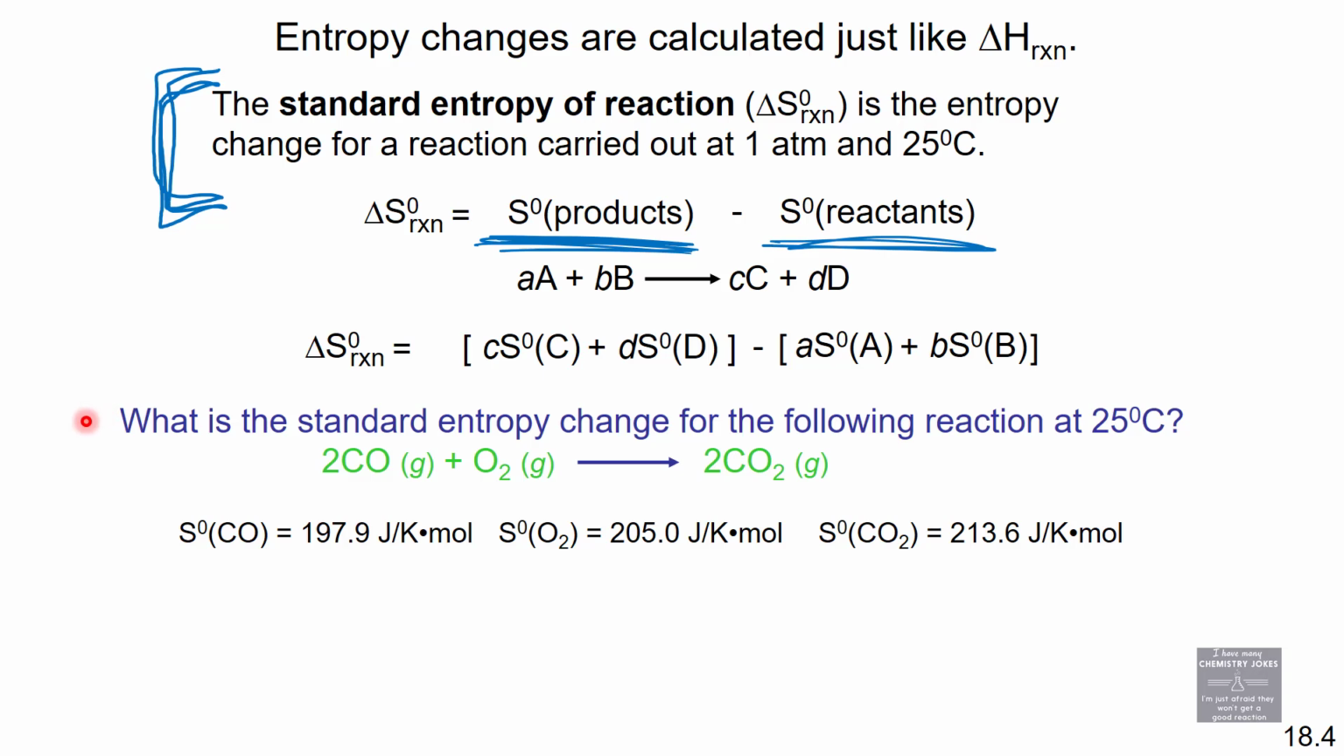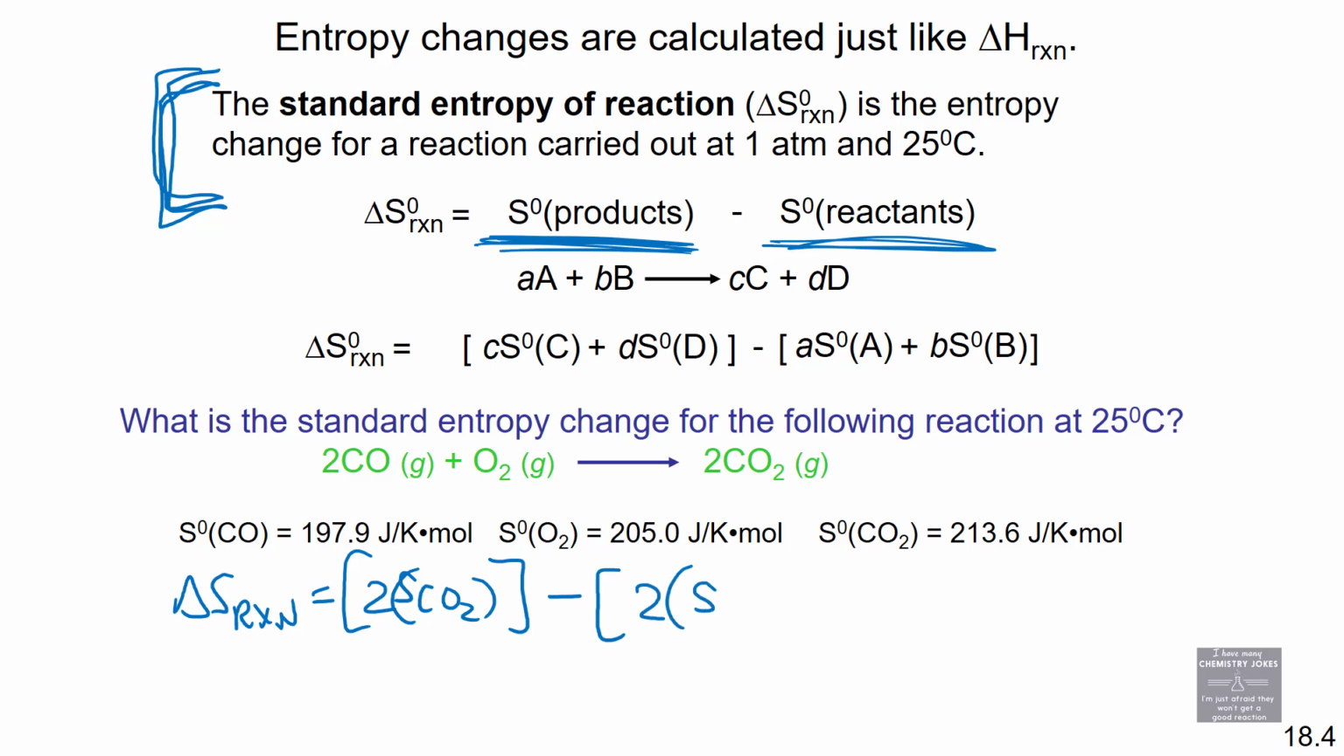What's the standard entropy change for the following reaction at 25 Celsius? That would be delta S of the reaction is equal to 2 times the entropy of CO2, I should probably put a little S, CO2, minus, because that's my only products, 2 times S of CO plus S of O2. The coefficient of 1 doesn't matter.